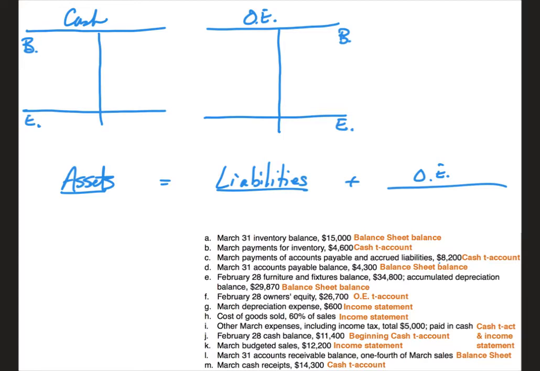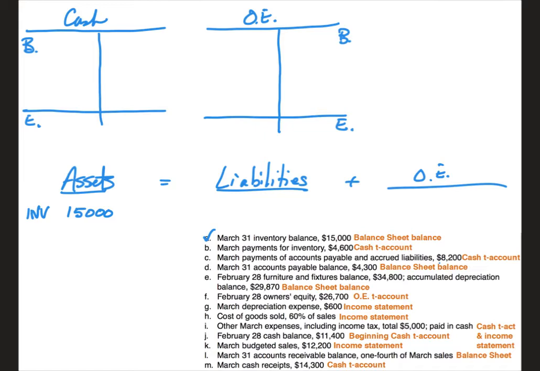So the first one is March 31st inventory balance was $15,000. Well, that's telling me a balance. And I know that inventory is on the balance sheet because it's an asset. So I'm not going to put my assets in any particular order. I'm just going to put them where they go. So inventory, they tell me is $15,000. Okay, so A, we're good with.